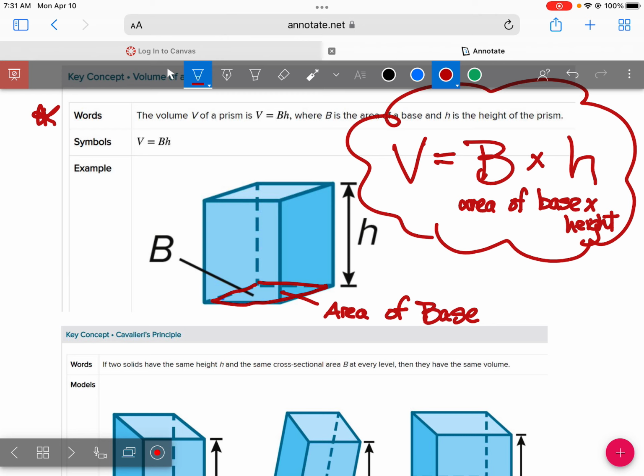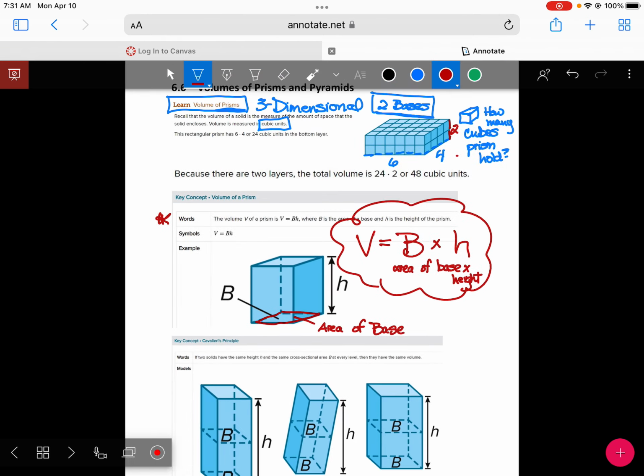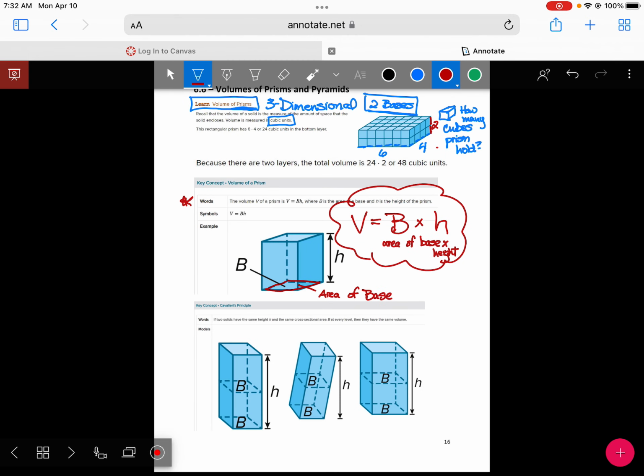Can you zoom out? Zoom out, like this? Okay. Thank you. Okay.